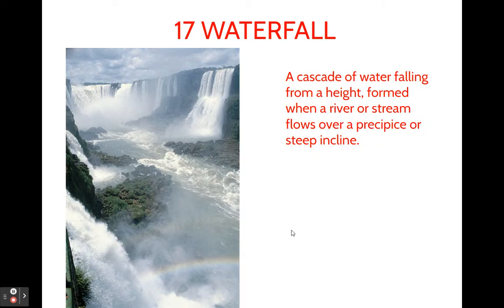A waterfall. A waterfall is a cascade, meaning it's falling down, right? Gravity's doing its work. A cascade of water falling from a height, formed when a river or stream flows over a precipice or a steep incline. And a precipice just means an area that has a sudden drop off, right? There's nowhere for the water to go except to fall down to a lower elevation. So the name kind of implies what it is, right? It's a place where water is going to fall.